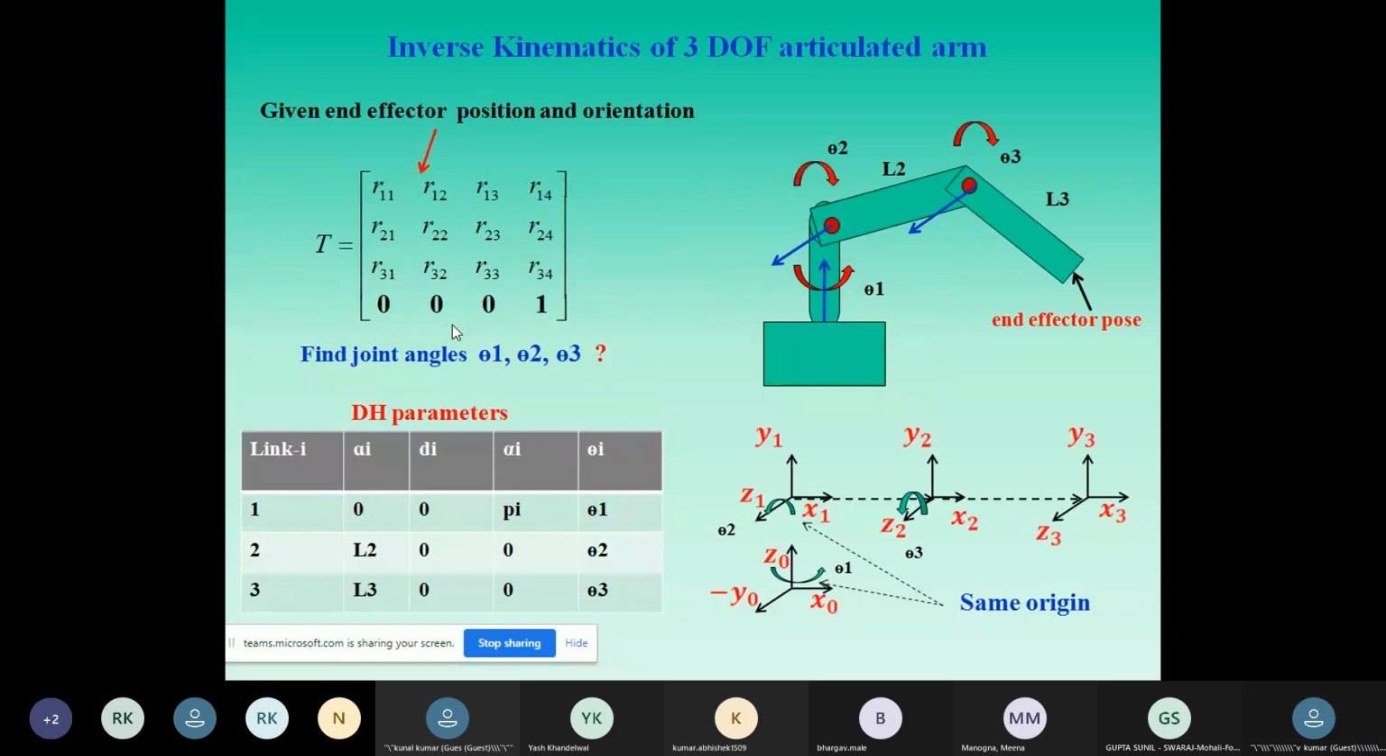Actually, for more clarification of that previous algorithm, we apply it to a 3-DOF manipulator. Then you will understand it very clearly.